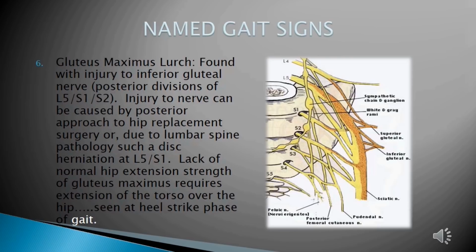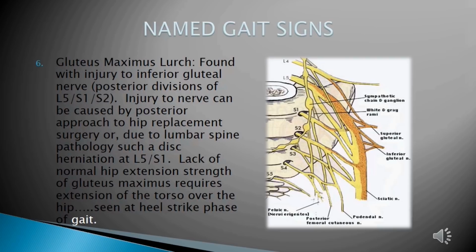So injury to the inferior gluteal nerve or any of those nerve roots causes a weakness of the gluteus maximus muscle. And you're all familiar with the gluteus maximus muscle. With weakness of the gluteus maximus muscle, we have inability for the hip to extend. The gluteus maximus is a hip extensor muscle.